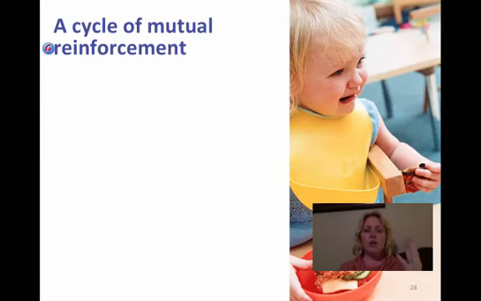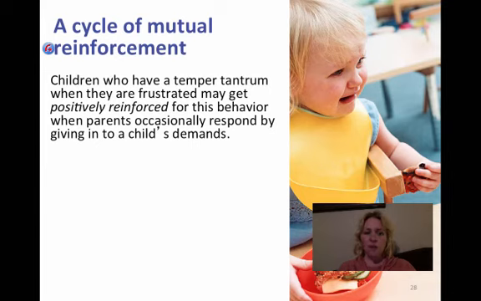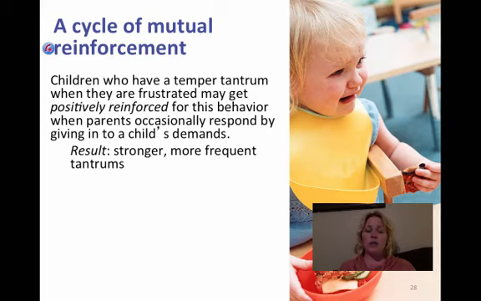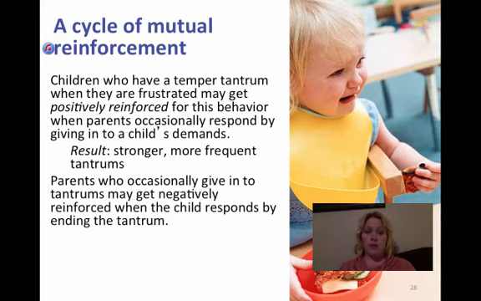Now, the cycle of mutual reinforcement. One of the really important things to remember with operant conditioning is that it doesn't matter what you think is a reinforcer or a punishment. It matters what the person that you are trying to condition thinks. And this is none more evident than children. So children who have temper tantrums when they are frustrated may get positively reinforced to this behavior when parents occasionally respond by giving in to the child's demand. The result, well, they're stronger and more frequent tantrums.